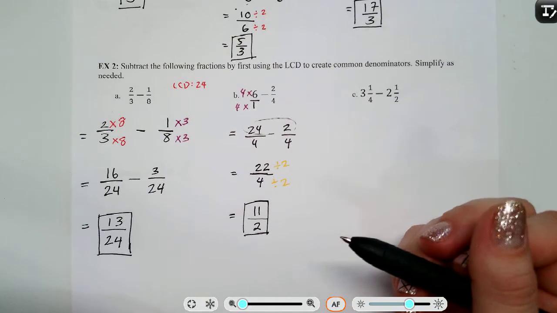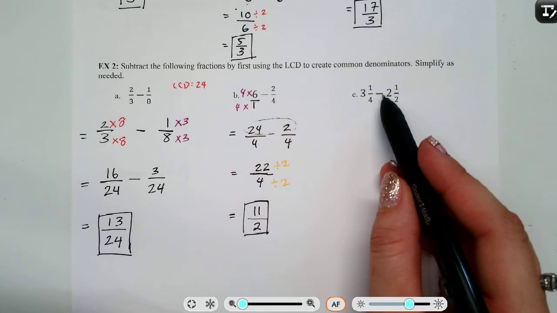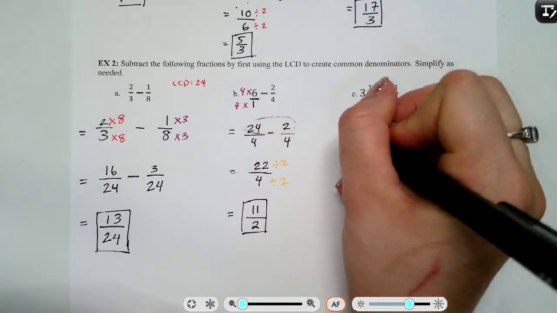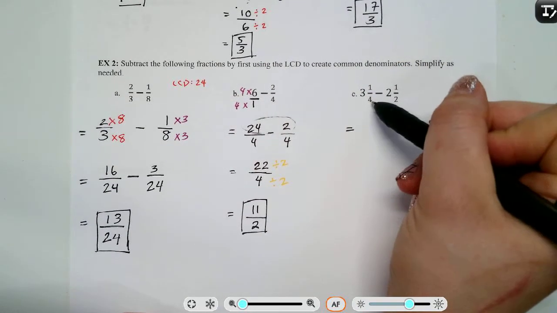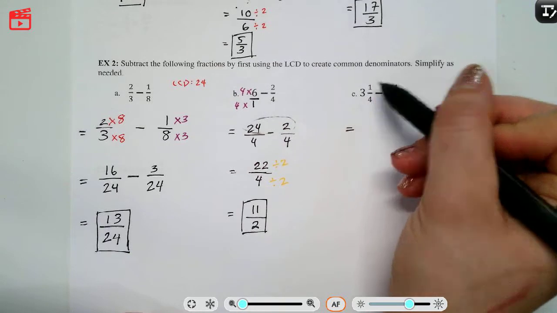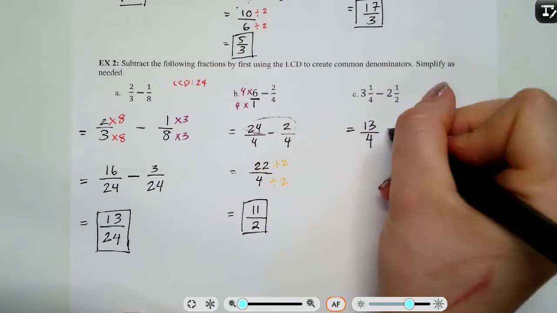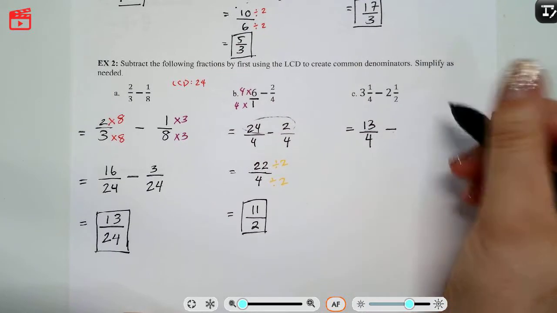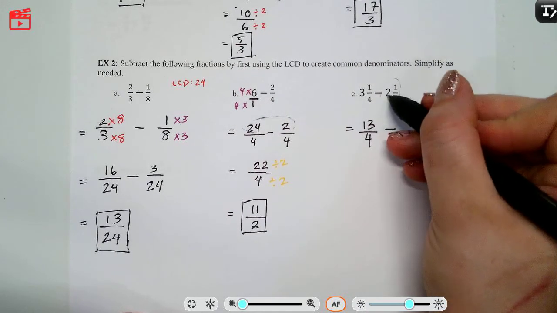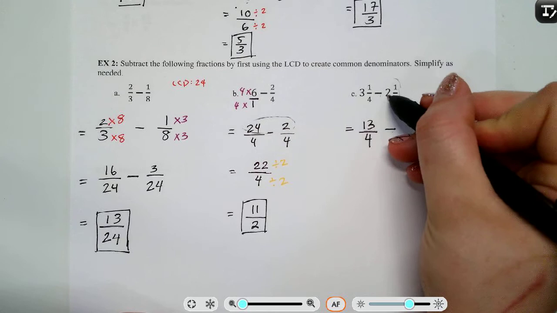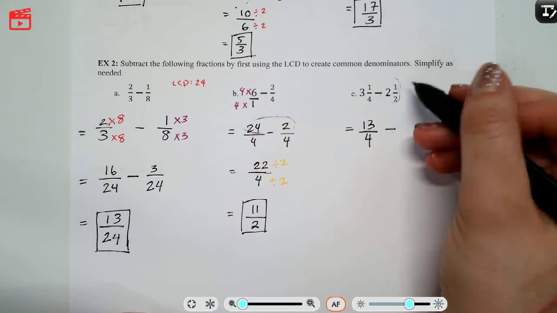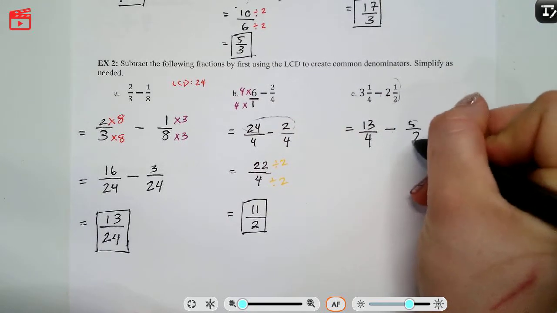Lastly, okay, we got the mixed numbers, and this is subtraction, so we're not going to use the breaking up method. Since it's subtraction, we're going to turn these into improper fractions. So 4 times 3 is 12 plus 1, 13 over the original denominator of 4. Bring down the minus sign. Simplifying this, that's going to be 2 times 2, which is 4 plus 1. 4 plus 1 is 5 over 2.